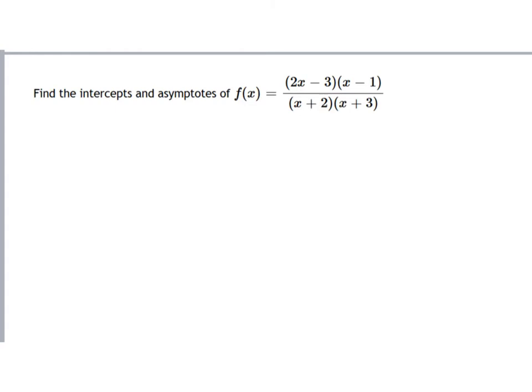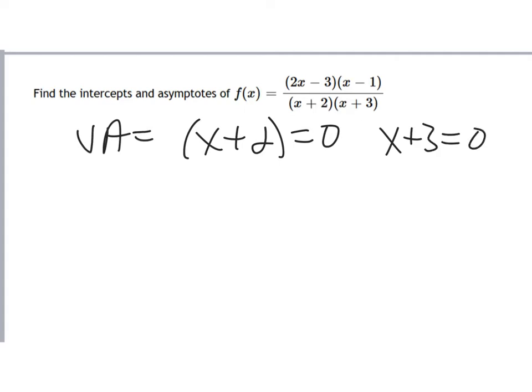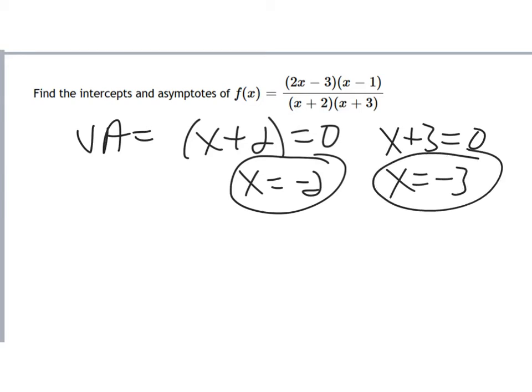Okay, so for this one, they're asking us to find the x and y intercepts. They're also asking us to find the horizontal asymptote and the vertical asymptotes. Let's start with the vertical asymptotes. That's where the denominator equals 0. So we want to know, when does x plus 2 equal 0? And when does x plus 3 equal 0, because 0 times a number is 0. So where x equals negative 2, there's a vertical asymptote. Where x equals negative 3, there's a vertical asymptote. I'm also checking for holes, and there are no common factors top and bottom, so no holes.